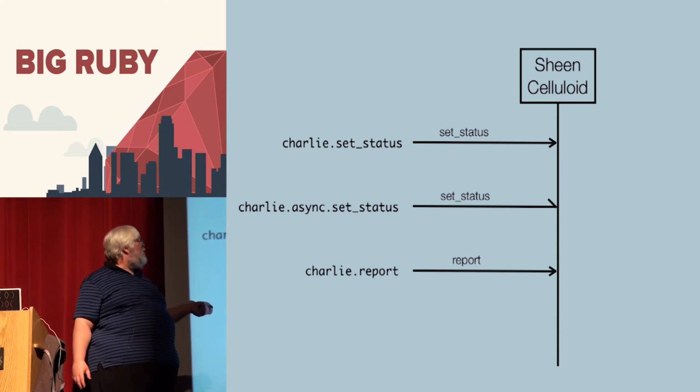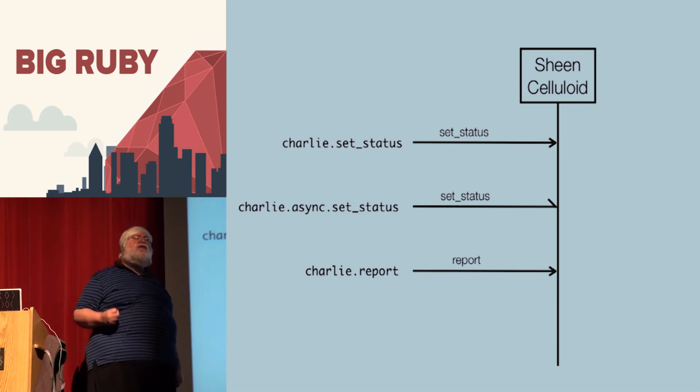And then here, the report returns the status. So this will set the status. This will queue up another message. So once this one's handled, this report goes in and gets the result of that. And it's a very, very nice system for handling parallelism.